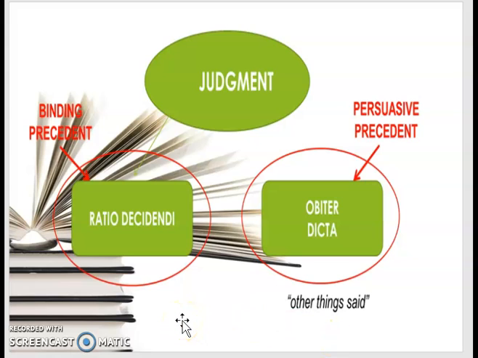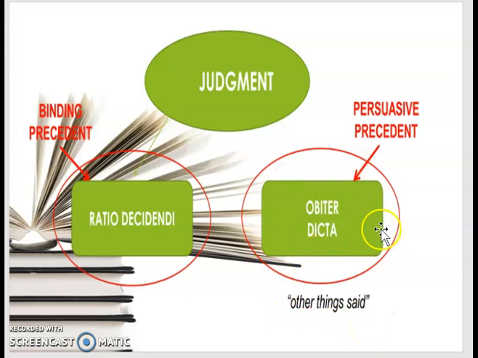And what I was trying to show you is that in all that writing, all of that speech, that judgment from the judge, there will be the ratio decidendi, which is binding precedent, and there will also be obiter dicta. Now, ratio decidendi is the reason for the decision. Obiter dicta, a bit more Latin, stands for other things said.